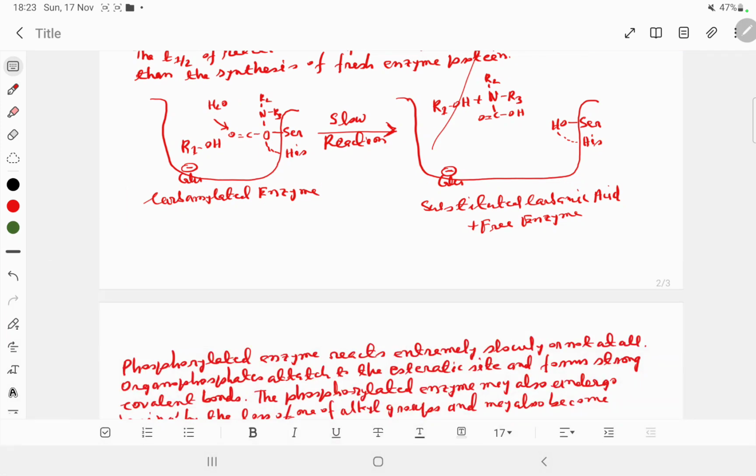So as you can see, with the carbamylated enzyme there is a slow reaction, and the formation of substituted carbamic acid plus the free enzyme. So basically the time for synthesis of the enzyme protein is more than that of the reactivation of the enzyme. So it is reversible inhibition.